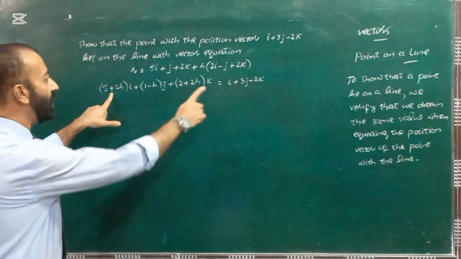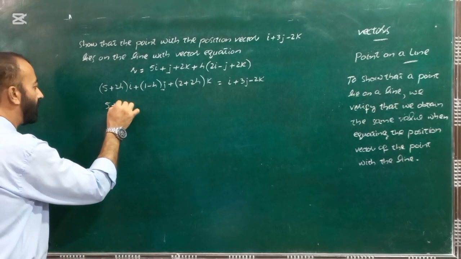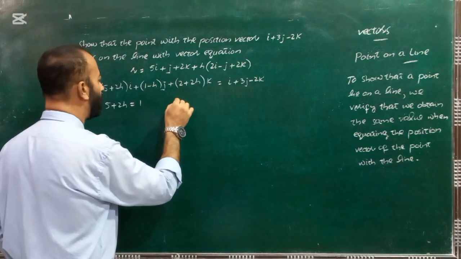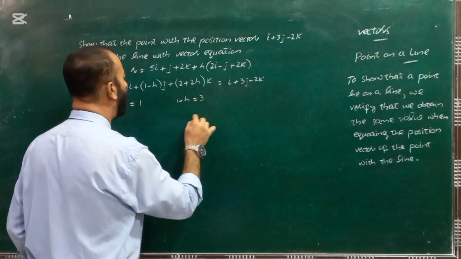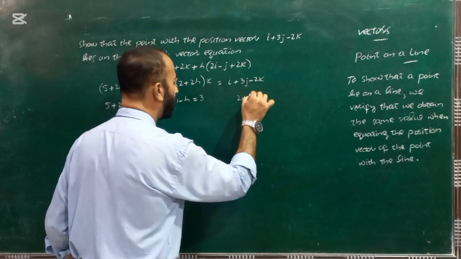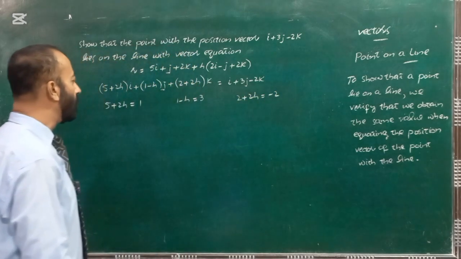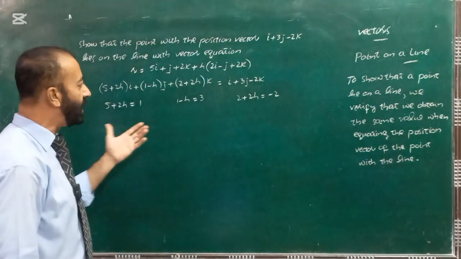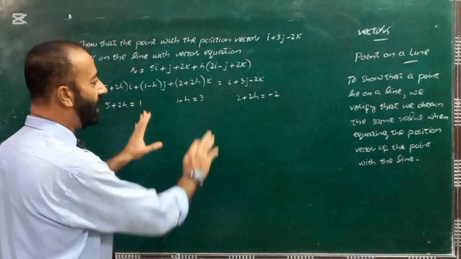So i component will be compared with i, so 5 plus 2 lambda is equal to 1. j component is 1 minus lambda is equal to 3, and k component is 2 plus 2 lambda is equal to minus 2. So here we will check either the lambda is having the same value for all these three components. If this is proved, then the point will lie on the line, otherwise not.